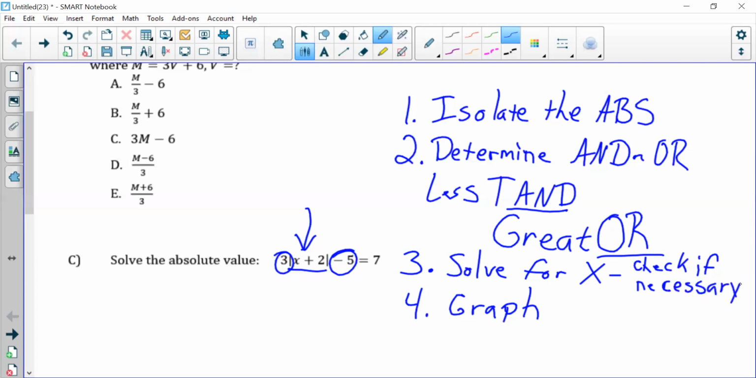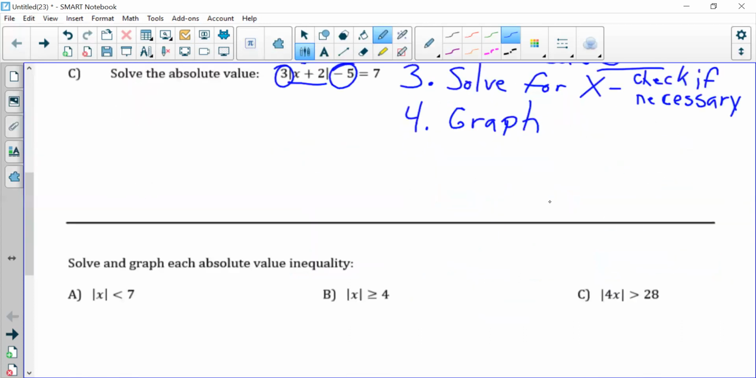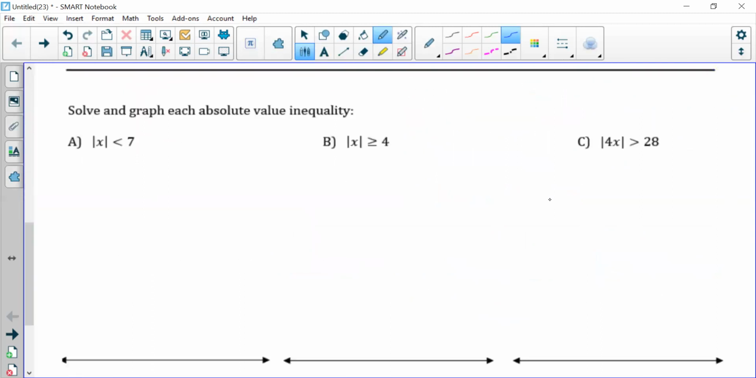All right, so let's scroll down. Step 1, isolate the absolute value. Looking at A, our absolute value is already by itself, so that step is done. Next, we need to determine whether it's an and or an or. Remember what I said about less than? This is a less than sign, so this is going to be an and relationship. Because the absolute value is already isolated, we can go ahead and split this into our 2 equations. So x is less than 7.